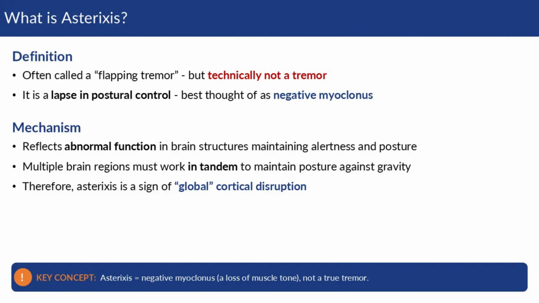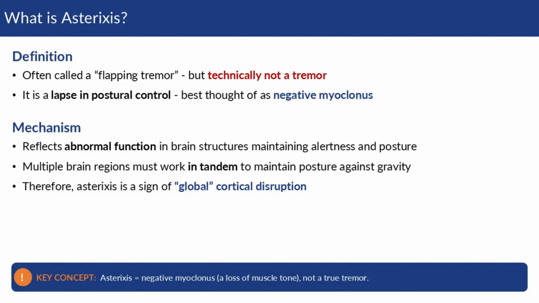Despite commonly being called a flapping tremor, asterixis is not actually a tremor. Instead, it reflects a temporary lapse in postural muscle control. Think of it more accurately as negative myoclonus. This means there is a brief, sudden interruption in sustained muscle contraction, rather than an involuntary rhythmic movement. It signifies an abnormal function within the brain structures responsible for maintaining both alertness and posture.